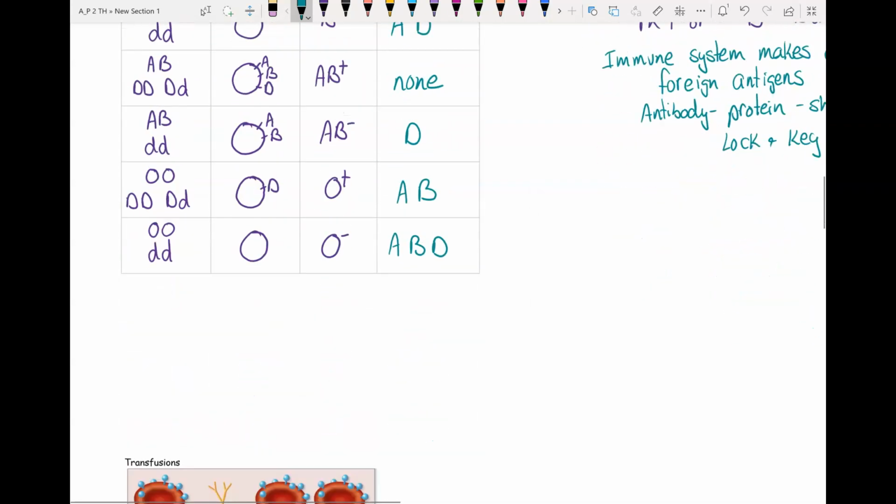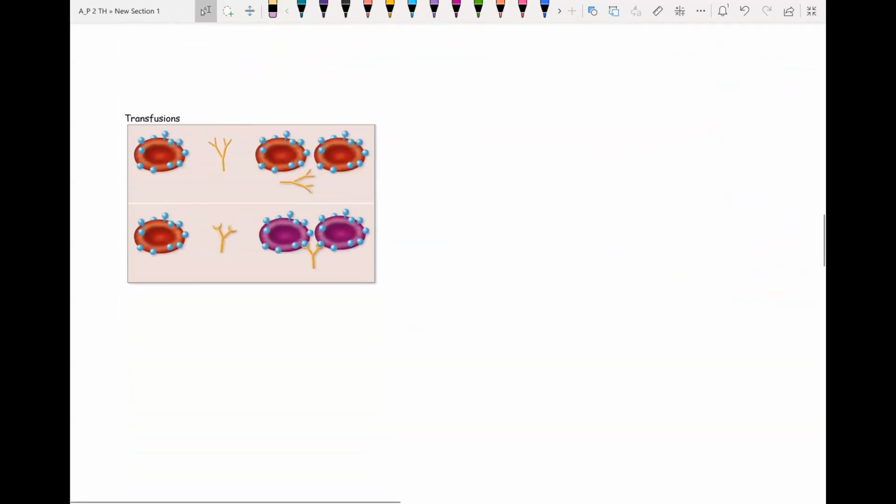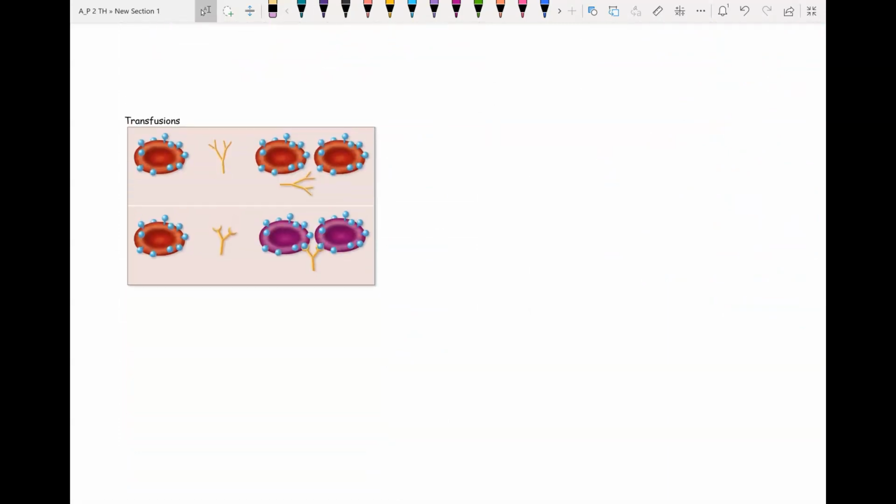Antibodies are important when it comes to doing transfusions. So transfusion, when you put blood from one person to another, and a lot of times you need to do this in order to save somebody's life. This is the antibody. These are the antigen.